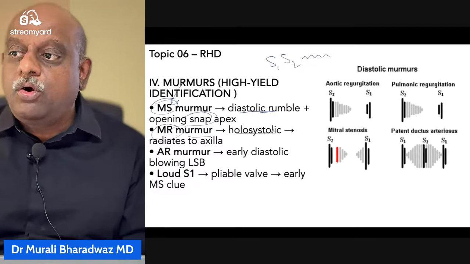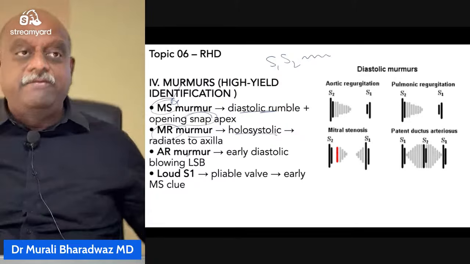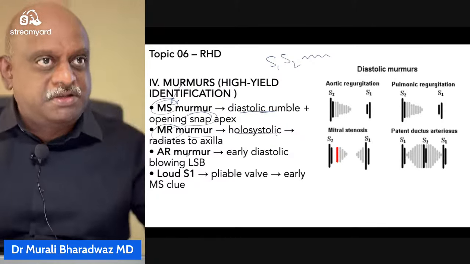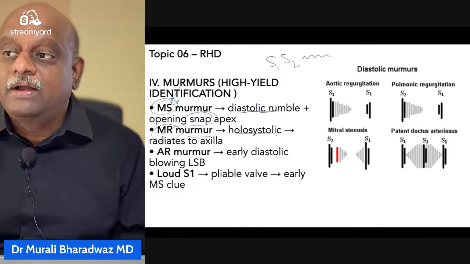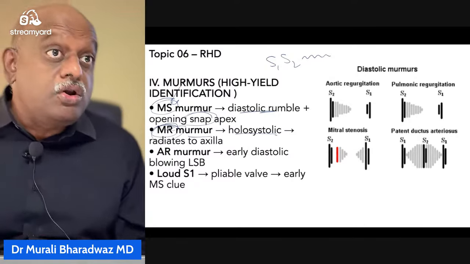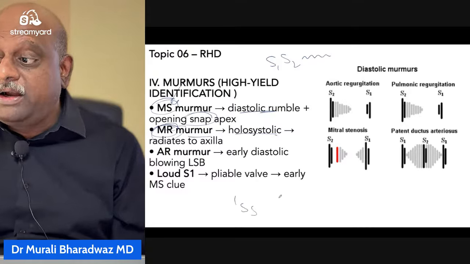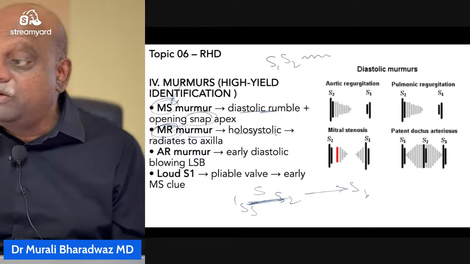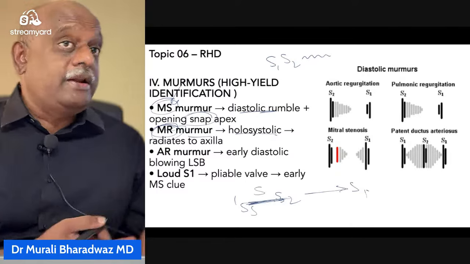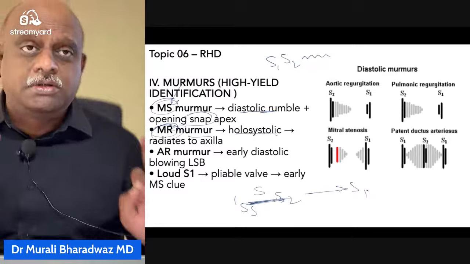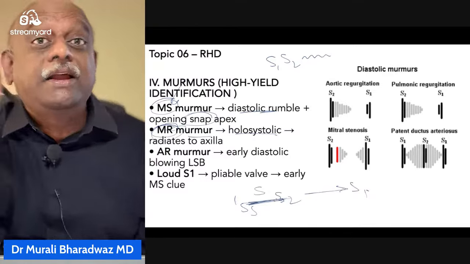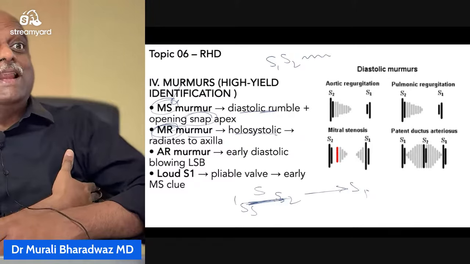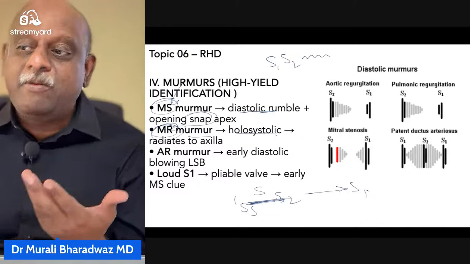Then the MR murmur is holosystolic. Anywhere in the chest you can listen, like a honeybee sound. Zzz, zzz, zzz is the kind of sound of MR. It's called holosystolic. That means no S1 heard, no S2 heard. Between S1 and S2 you have systole. Between S2 and S1 you have diastole. It is like a honeybee sound throughout the chest, radiating into the axilla, which is the classical feature of MR.